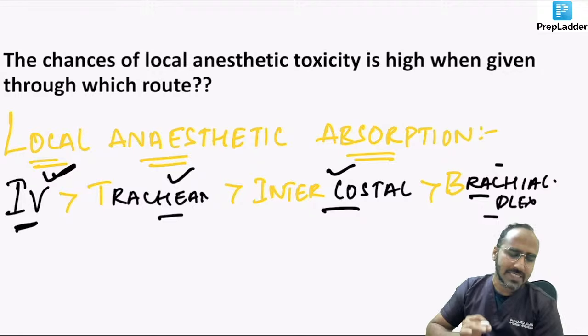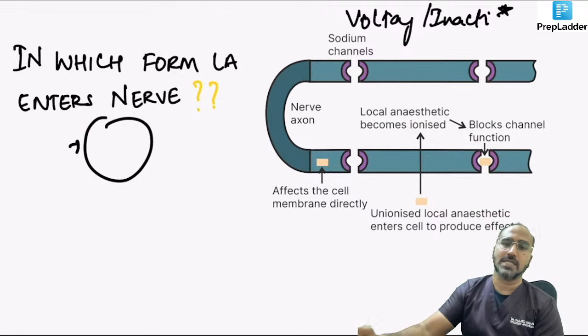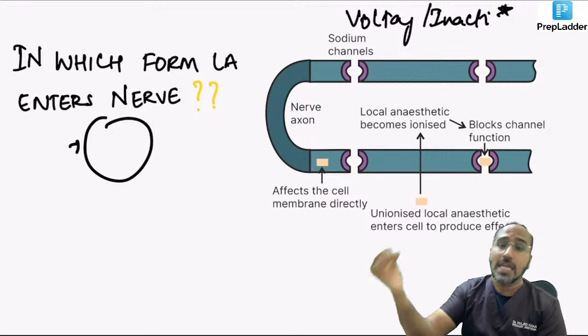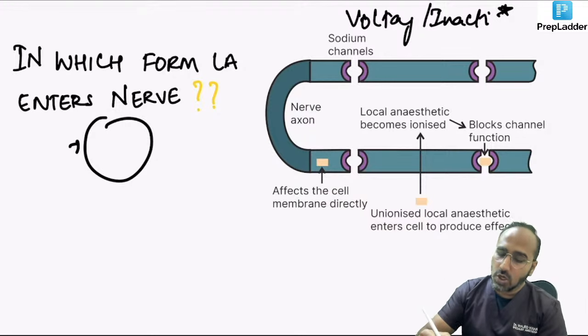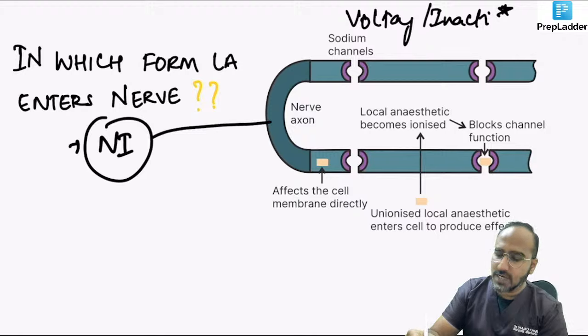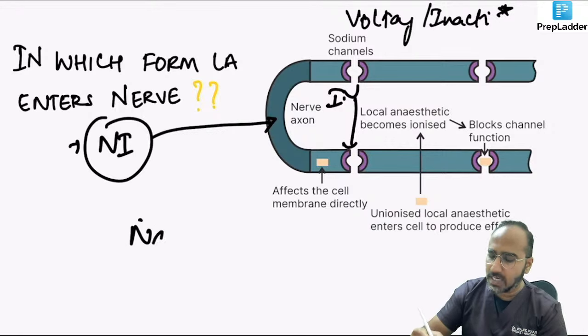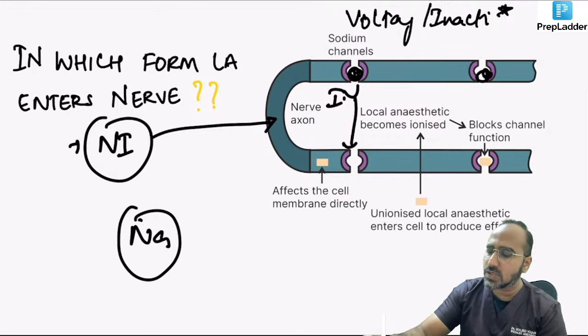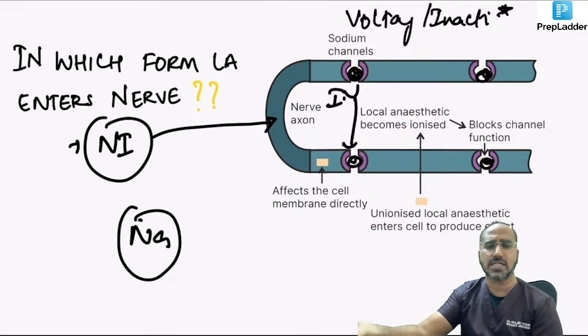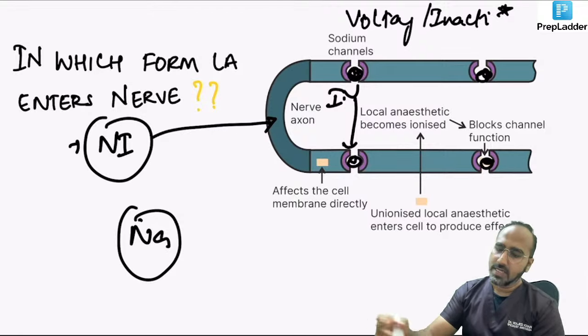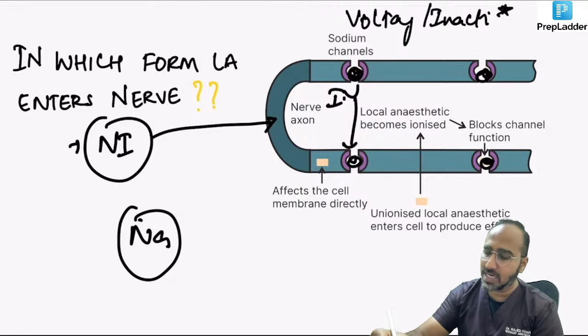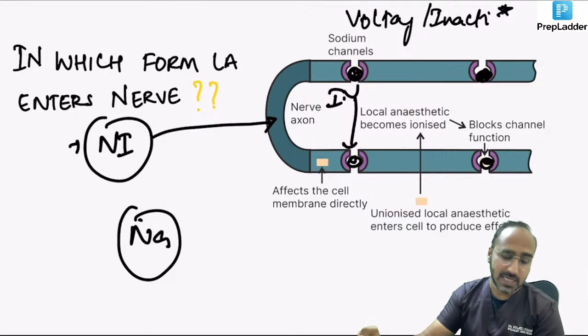Now, something about local anesthetics. When you give local anesthetic to the patient, how will it cross the nerve? First of all, in which form does it enter the nerve, guys? Local anesthetic enters the nerve in a non-ionized form. Once it enters the nerve, it becomes ionized and searches for the channels. What channels? Very, very important: the sodium channels. It blocks the sodium channels. Once the sodium channel is blocked, depolarization is blocked, the action potential is blocked, and pain is gone. So remember, the non-ionized form enters the nerve, and the ionized form will block the sodium channel.